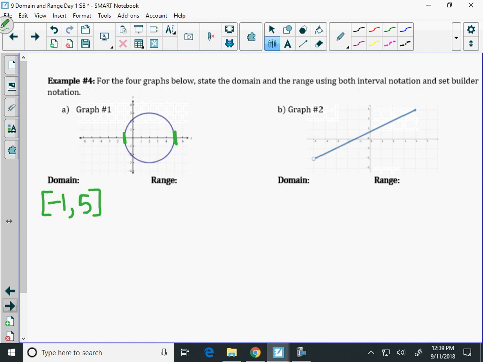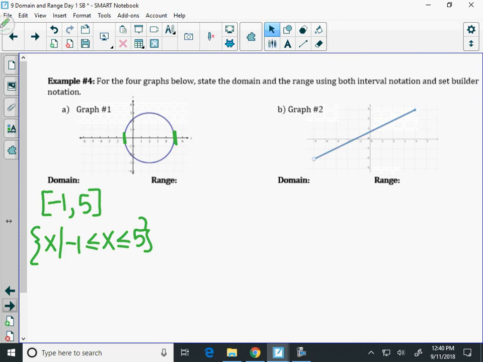Now, if I wanted to do this in set builder notation, I get a curly bracket. I put my x, and what comes after the x? That's such that bar. And what compound inequality would you write? -1 less than or equal to x, less than or equal to 5. Right, that would be your set notation for domain.